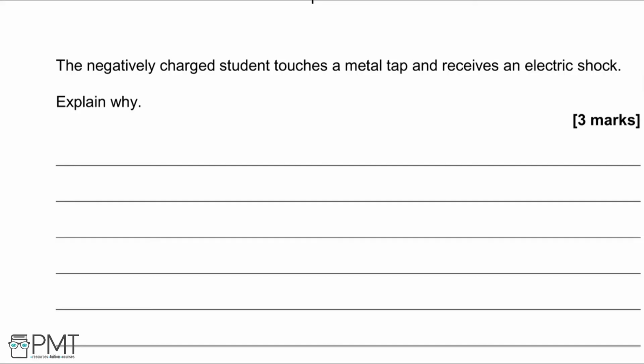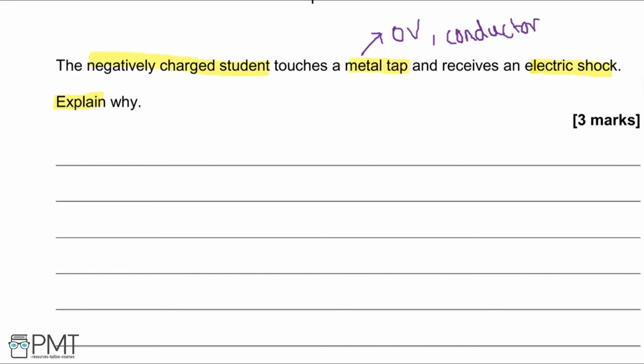The negatively charged student touches a metal tap and receives an electric shock. Explain why. So this is an explain question. That means we need to add more detail than if it was a state or a describe question. So firstly, we've got this negatively charged student who's touching a metal tap. And we need to understand that this tap is earthed, so it is at 0 volts. It is also a conductor, as metals are conductors.